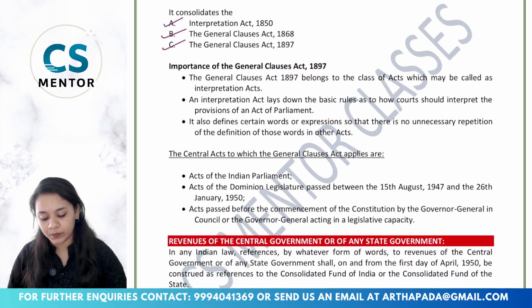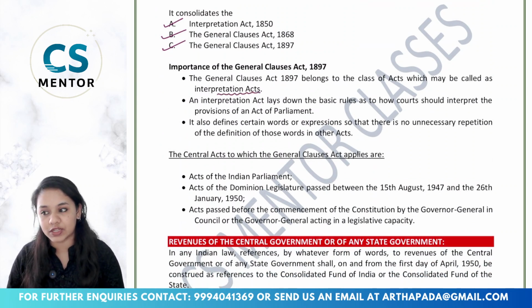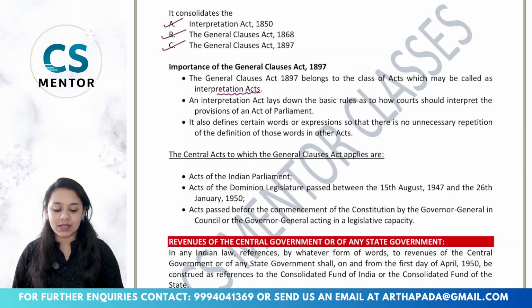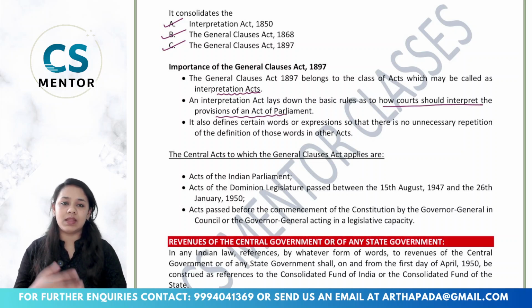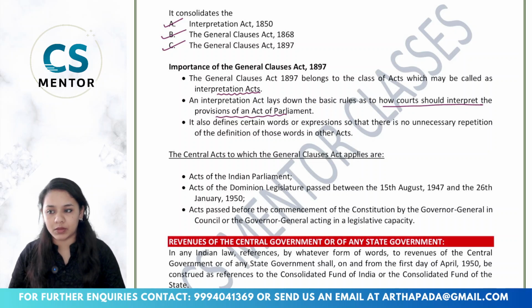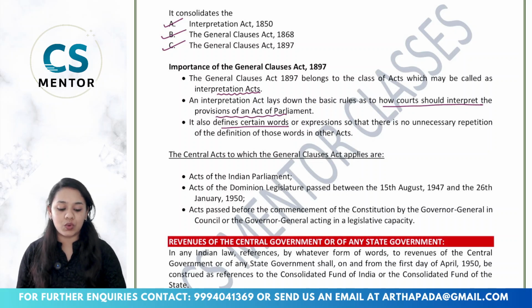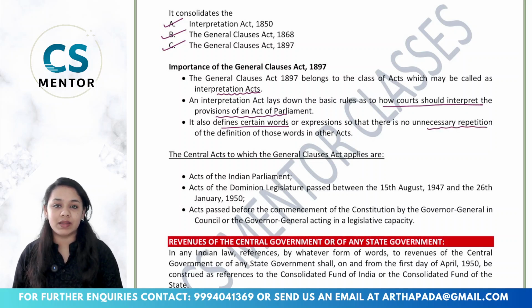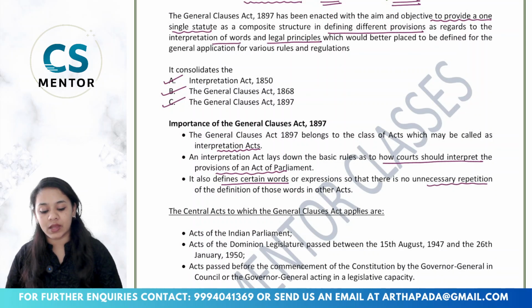Please correct that. The General Clauses Act belongs to what we call a set of interpretation statutes, and it basically lays down how courts should interpret provisions of laws of Parliament. Basically, how should the courts interpret laws passed by Parliament? Its main objective is that it defines words or expressions so that there is no unnecessary repetition in the definition of these words. So, all in all, I can classify General Clauses Act as having two main objectives.